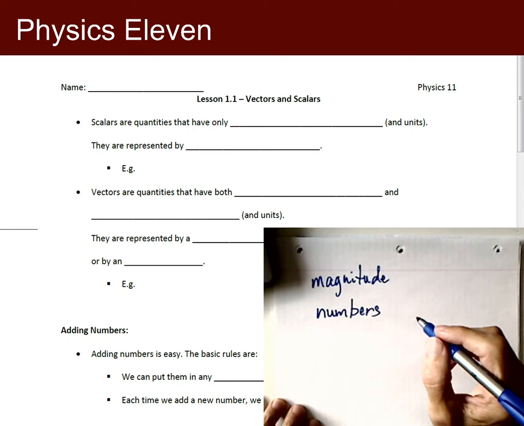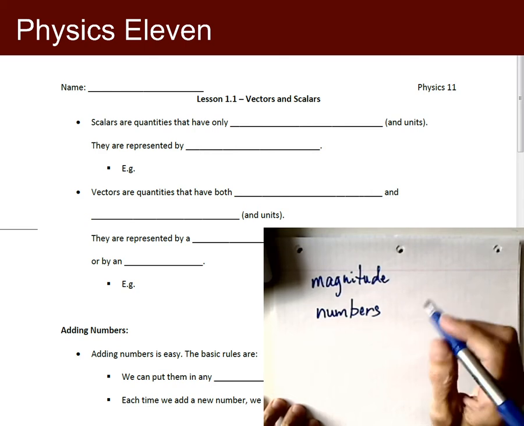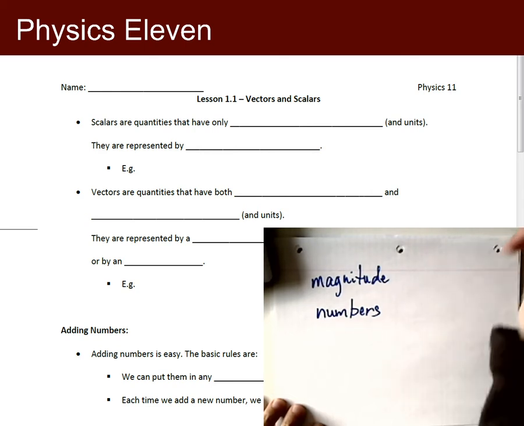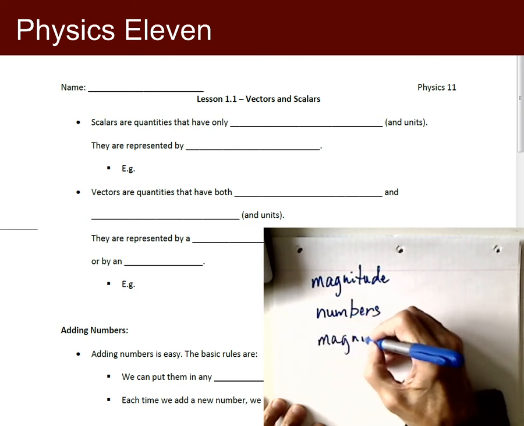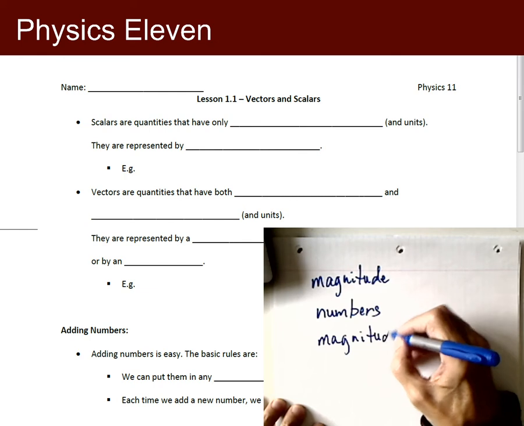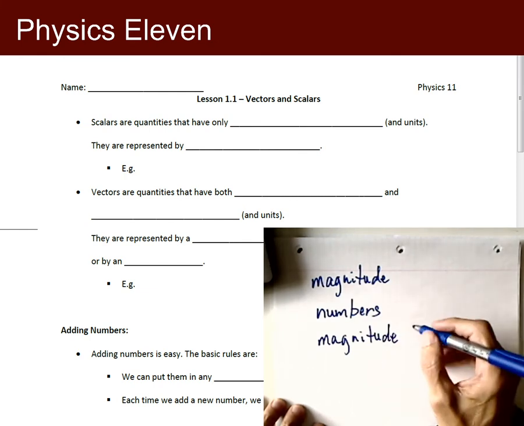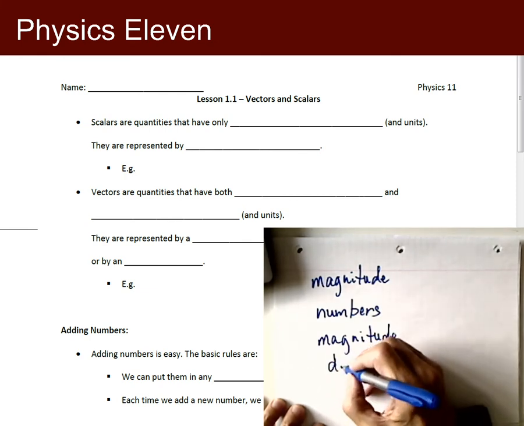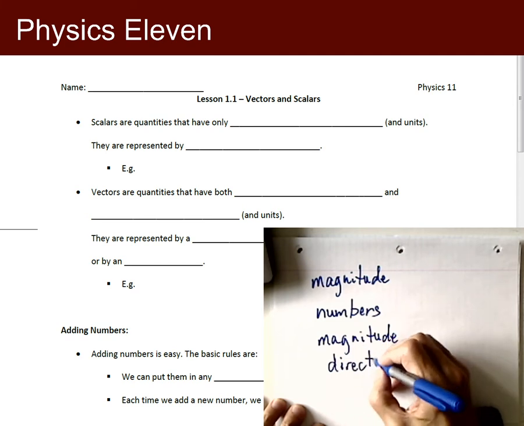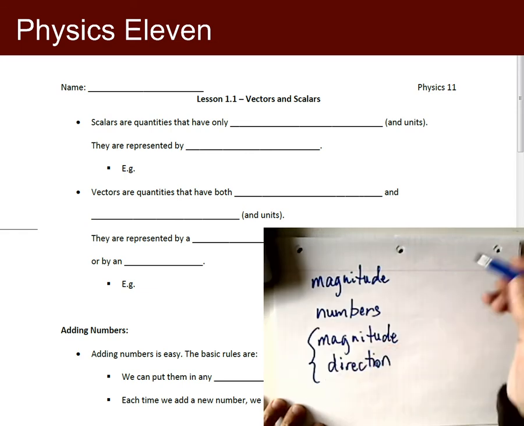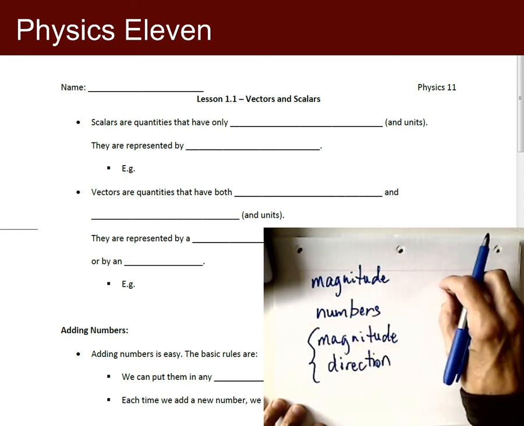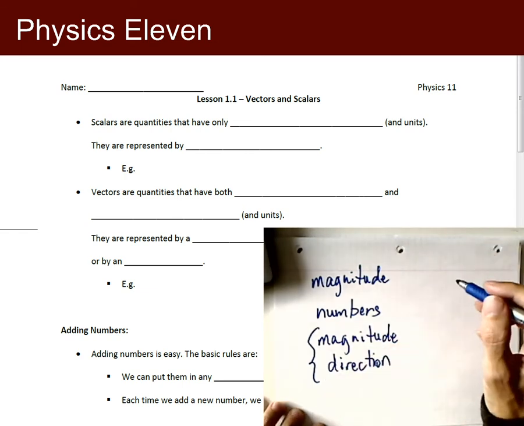Now, vectors are different because vectors are quantities that have both magnitude and something else: magnitude and direction. So when you talk about the values that a vector has, you need to provide those two bits of information.